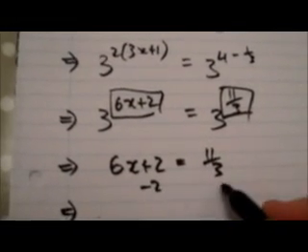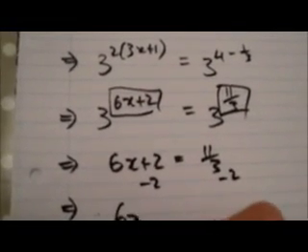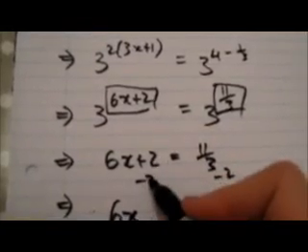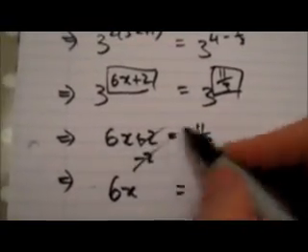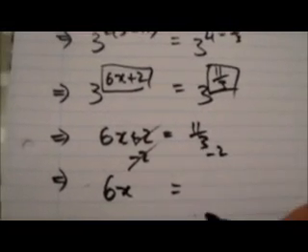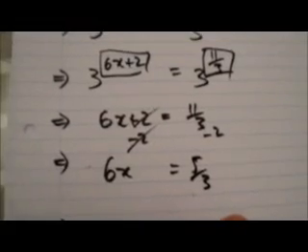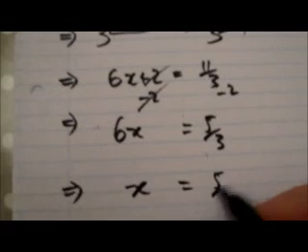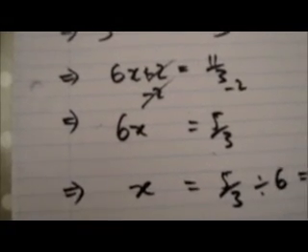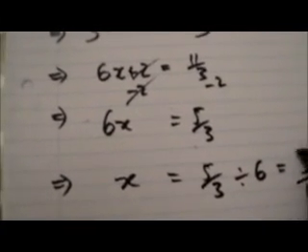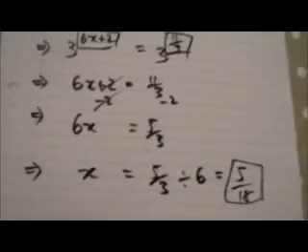If we minus 2 from both sides, we end up with 6x plus 2 minus 2, so it gives you 0, so they're gone. Over here we have 11 over 3 minus 2, so we end up with 5 over 3. And to get rid of that 6, we need to divide by 6. So dividing by 6, we get x equals 5 over 3 divided by 6, which is 5 over 18. So that there is our answer. So the solution to the equation right back up at the top here is x equals 5 over 18.